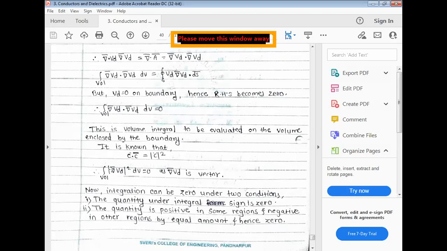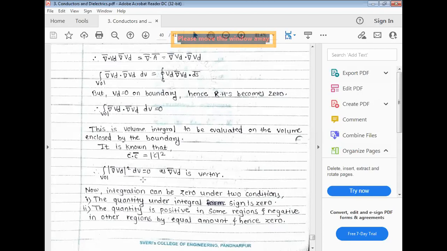Therefore, the volume integral of del dot Vd square into dV is equal to 0. It is 0 because del dot Vd is a vector quantity. Now, this integration can be 0 under two conditions. One, when the quantity under the integral sign is 0, meaning del into Vd square should be 0.